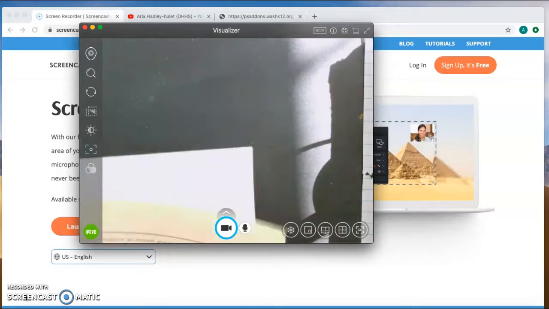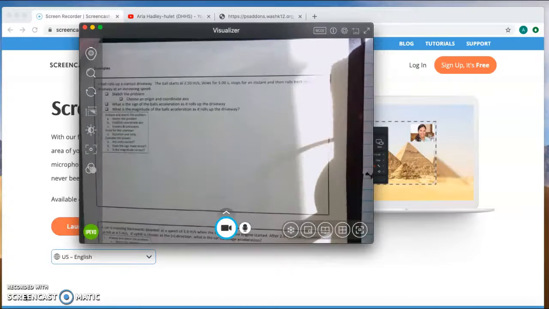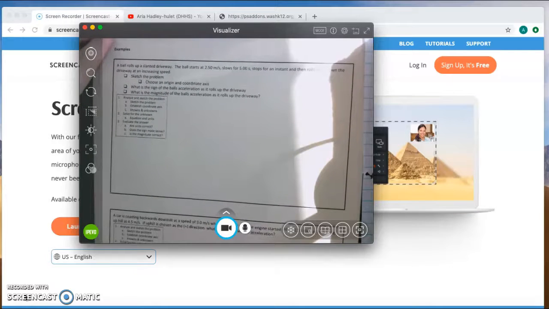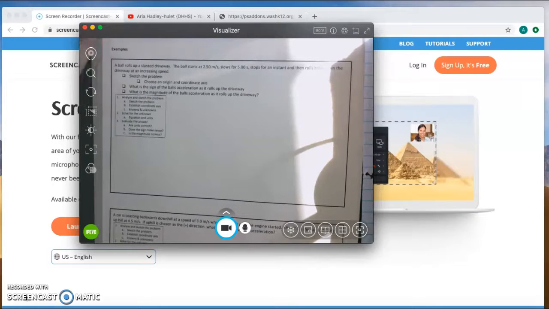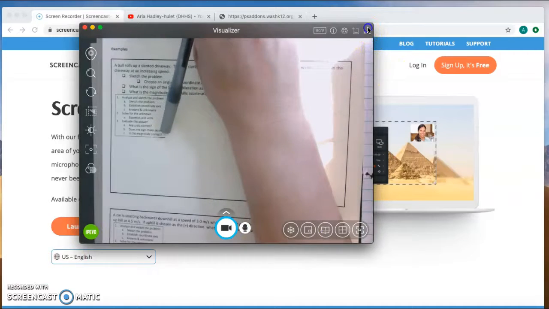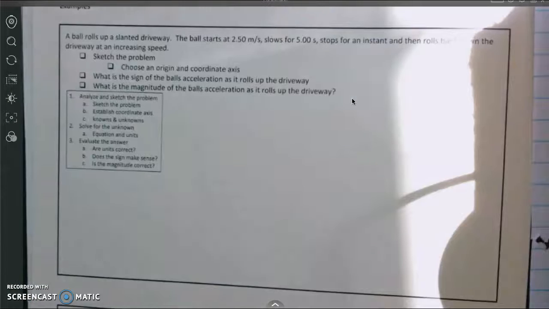All right, let's look at a couple practice problems. A ball rolls up a slanted driveway. The ball starts at 2.5 meters per second, slows for 5 seconds, stops for an instant, and then rolls back down the driveway at an increasing speed.